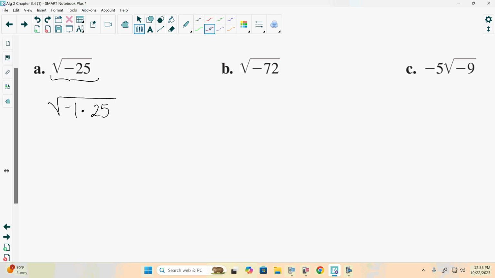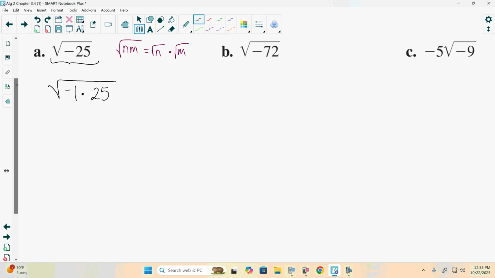Now, according to our properties of radicals, if we have two things multiplied together inside a radical, we can actually break it up into two separate radicals. So really, the square root of negative 1 times 25 is the same as the square root of negative 1 times the square root of 25. And we can simplify from this here. Now, the square root of 25, we can simplify that quite nicely because we're trying to see what times itself is 25, and that's just 5.